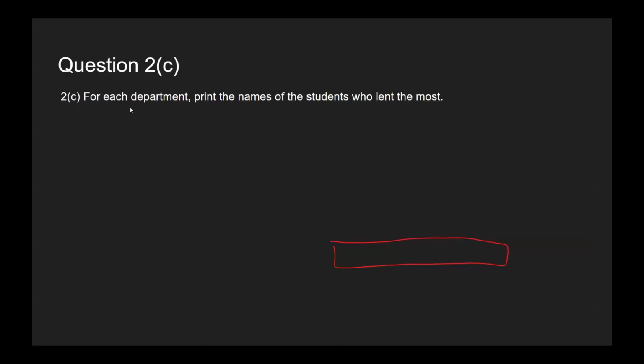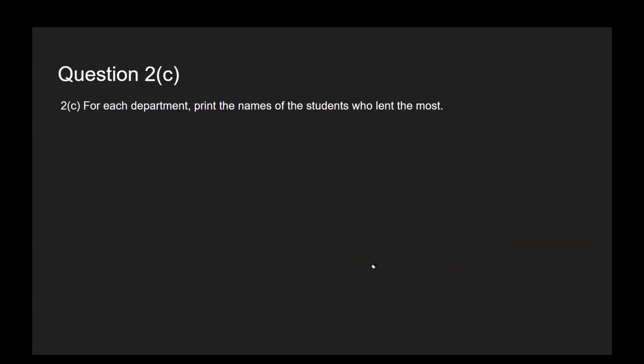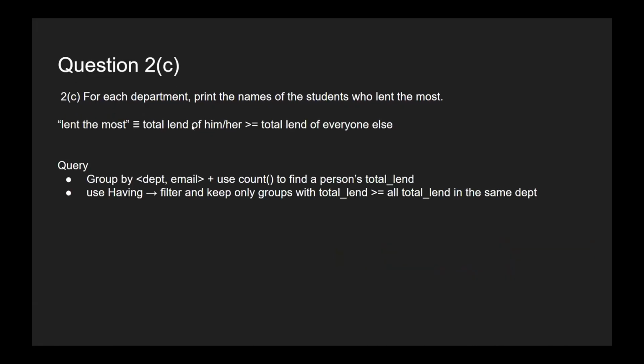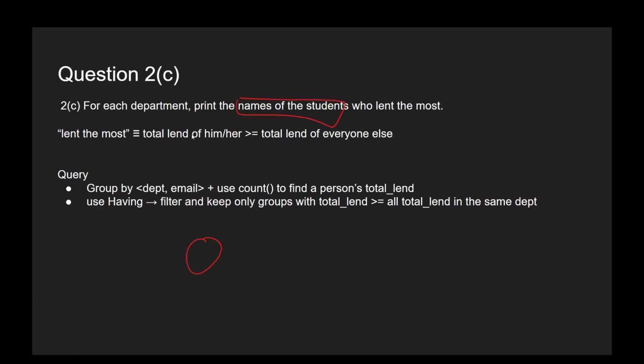Okay, so now let's go to 2C. For each department, print the names of the students who lend the most. All right. So what does it mean? Lend the most. I want to print the name of the students, right? So we have this student who lends more than all the remaining students.